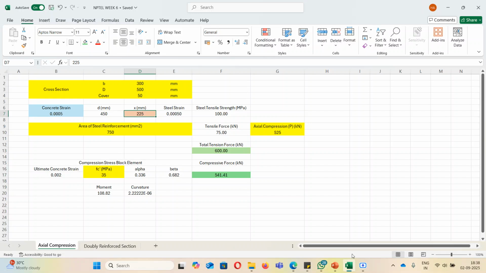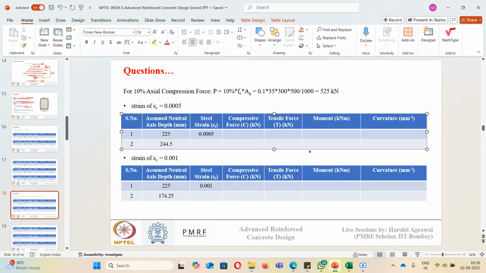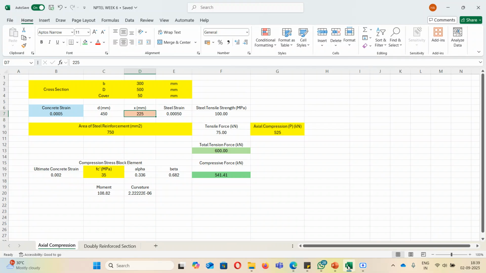So you can see tension force is 600, compression force is 541.41. Okay, so compression force is 541.41, tension force is 600. So this shows us that compression force is less than tension force. So we need to increase the value of x. So I will increase it to 240. Again, compression force is small. I will change to 244. Now we are getting very close. Compression force and tension force are becoming very close to 244.5. So at 244.5, we can see they are almost equal.